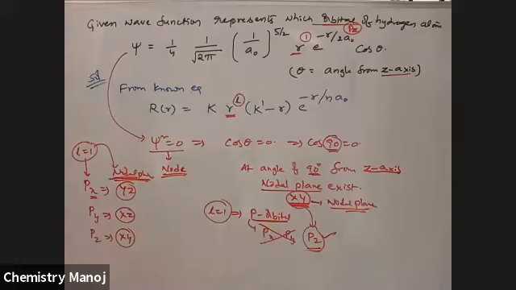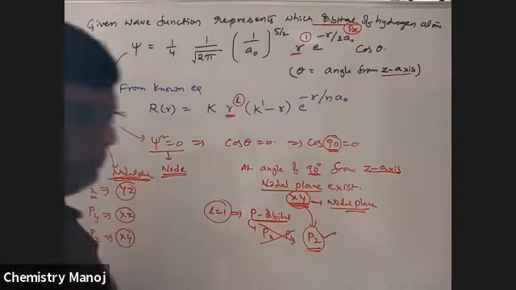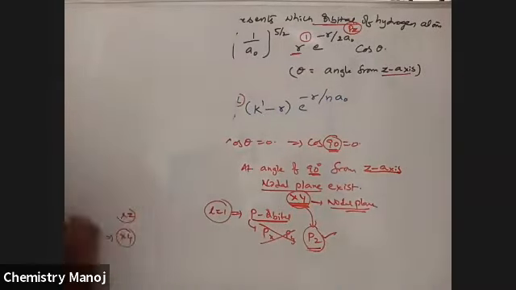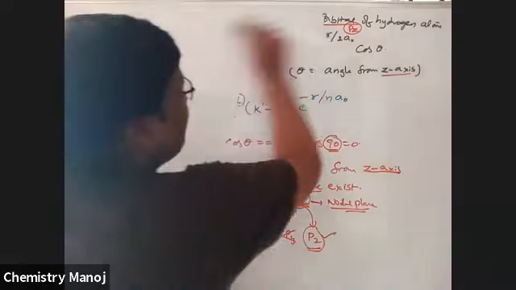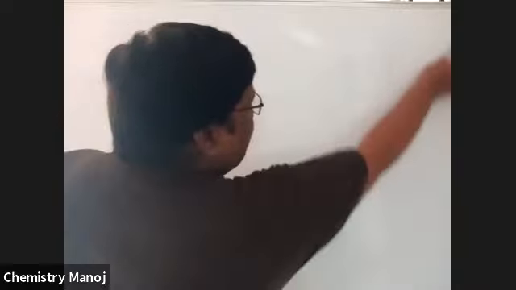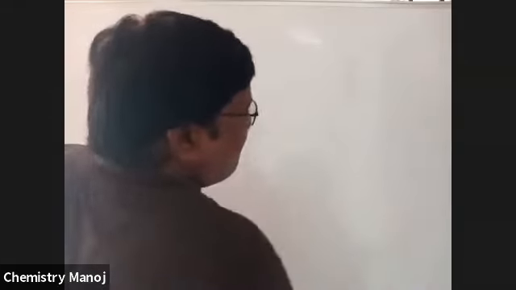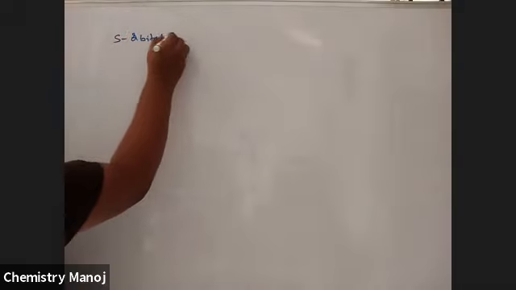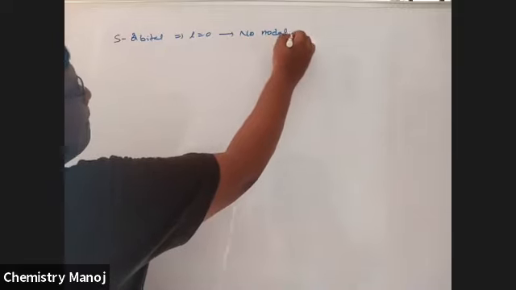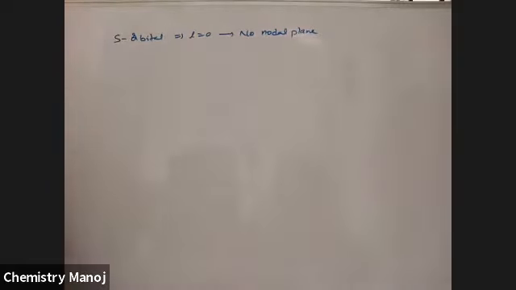Identification of the orbitals. Next one. Another problem. Before going to take that one, I am giving which one is the nodal plane for which orbital. See here. For the S orbital, L is equal to 0, so there is no nodal plane, because the number of nodal planes is equal to L.